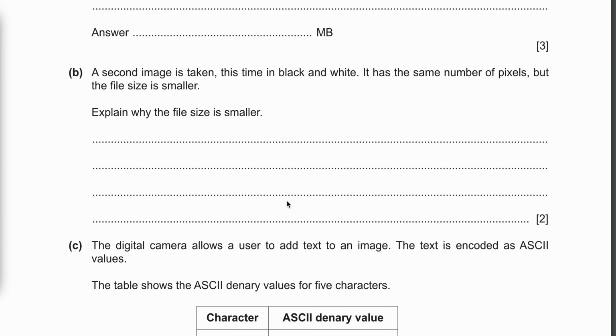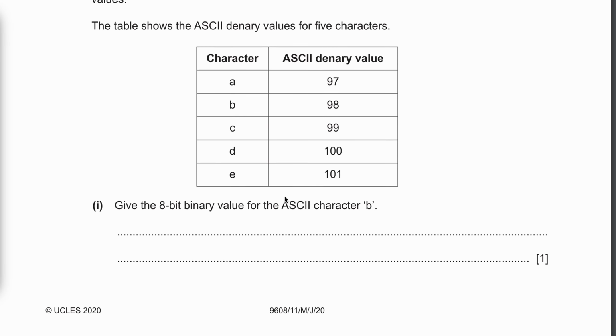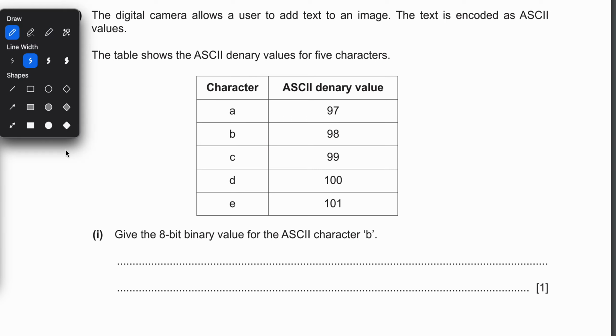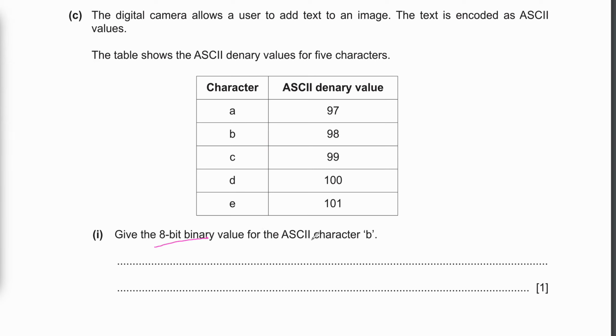Then the next part that we are given is the last part after all. A digital camera allows the user to add text to an image. Each text is encoded as an ASCII value. Then we are being told that A is for this, B is for this, C is for this, D is for this. They're now saying give the 8-bit binary value for ASCII B. So you're just supposed to be converting this into 8 bits.